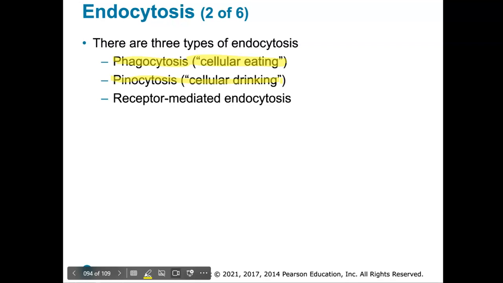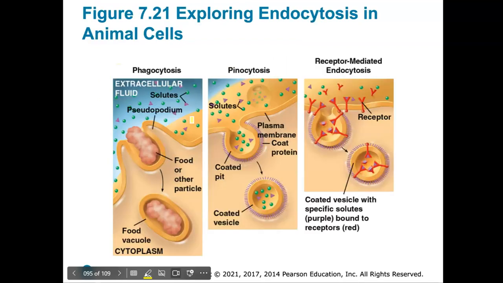Then pinocytosis is cell drinking. It may not just be water, but it can be a solution, but it's something liquid. That is a large amount that's being brought into the cell through a vesicle. And then we have a specific type of endocytosis called receptor-mediated endocytosis. And that is when the substance that comes in has to bind with receptors on the plasma membrane surface.